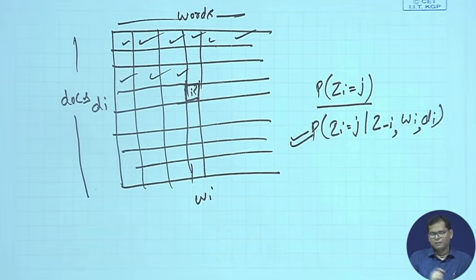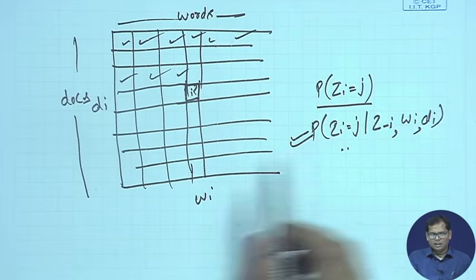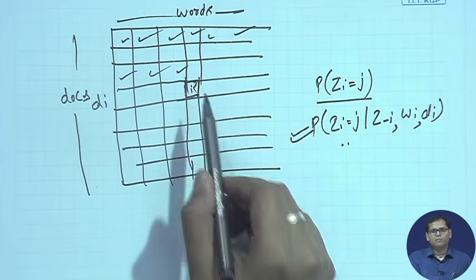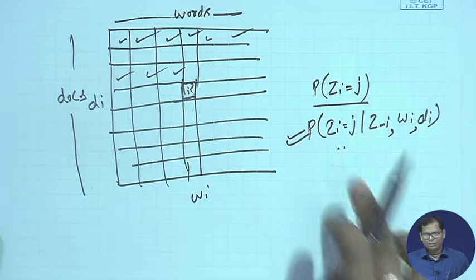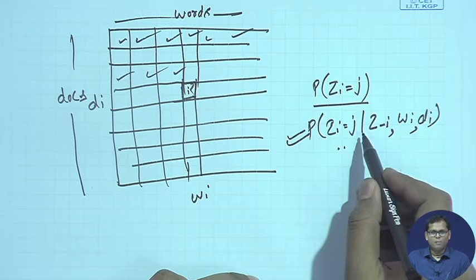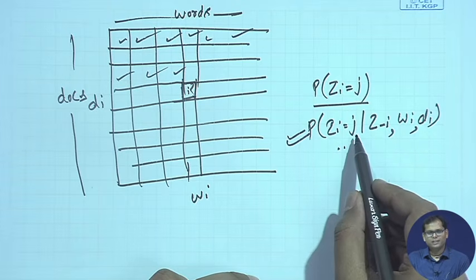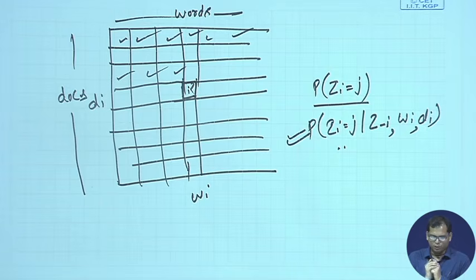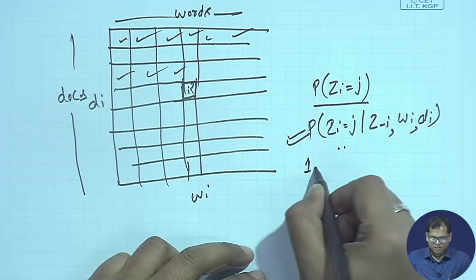Now intuitively, what should it depend on? What is the probability that this ith token will be assigned a topic j? If you think in terms of topic models, this probability that the ith word should be assigned a topic j should depend on two things.